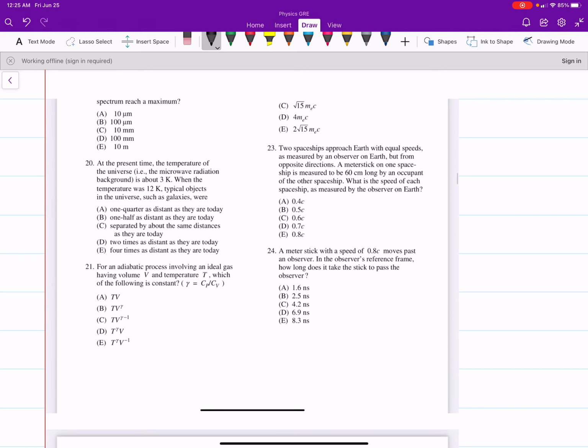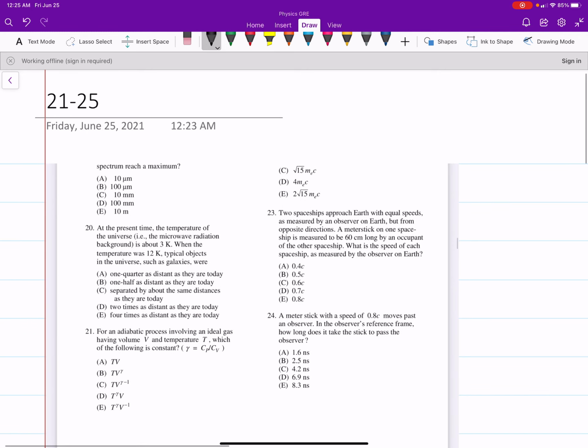Alright, so we're going to go through problems 21 through 25 of the 2008 GRE. Sorry it's moving a little slow. I've got some stuff going on and just being busy, but I still want to grind through these.